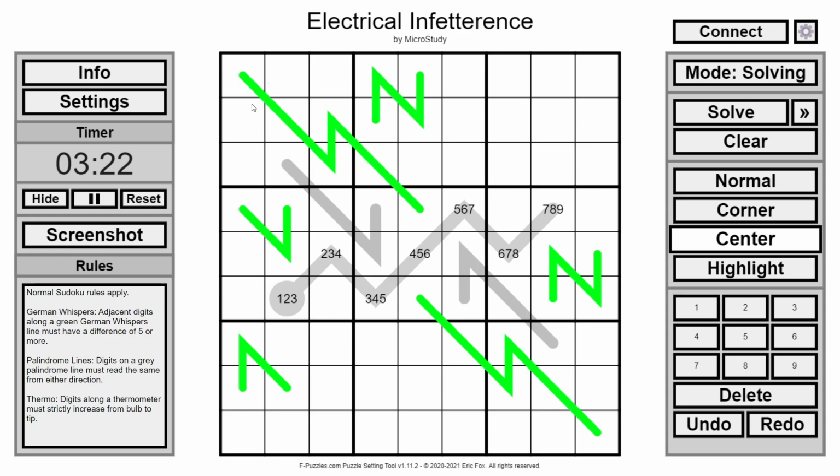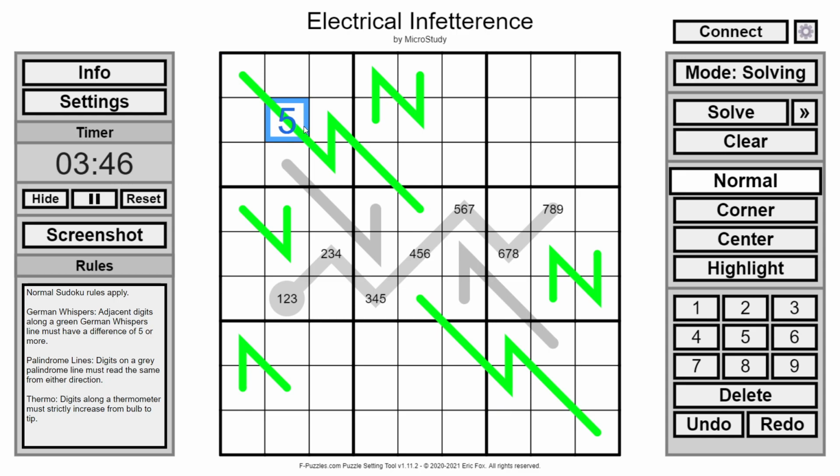The next thing is probably the longer German whisper lines. This one up in the top left and this one in the bottom right. So there's 2 tricks with German whispers that go together that we should probably go over first. So the first is that 5 cannot appear on a German whisper.